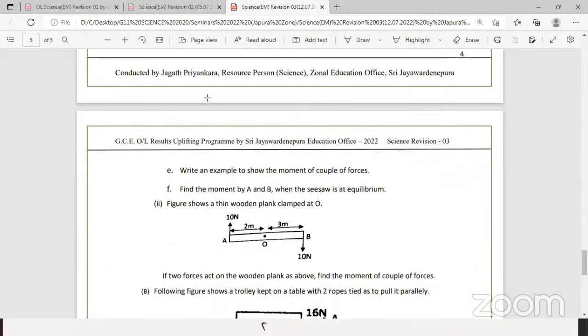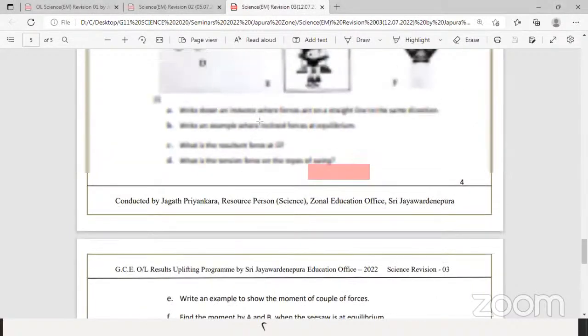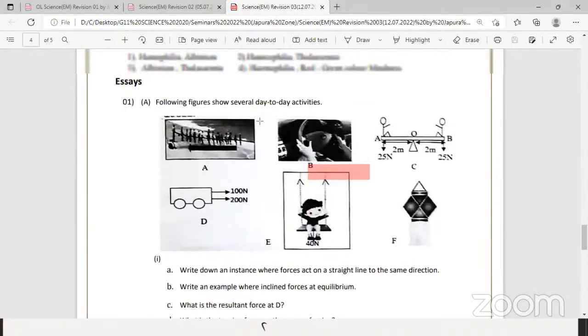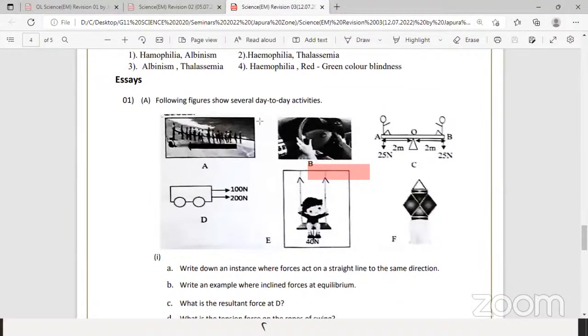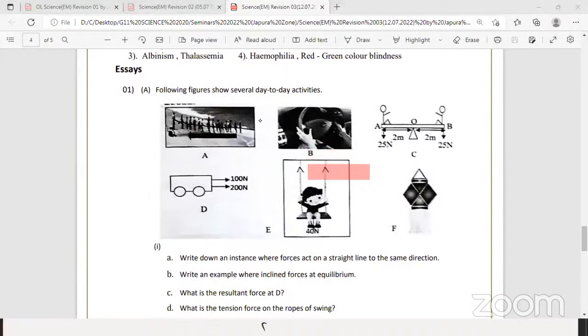Write an example to show the moment of a couple of forces. What are the instances where a couple of forces is acting out of these? You have to get the answer from this figure, right? Which figure shows a couple of forces? Couple of forces means what? Two forces, opposite, equal, and yes, very good, correct.